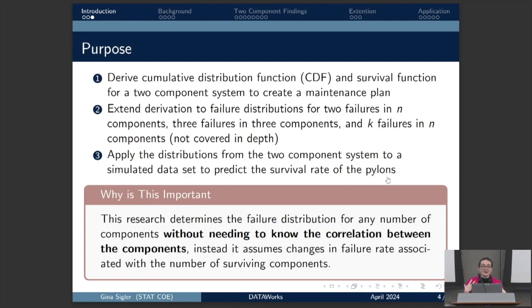So I want to create a survival function so that I can actually map out a maintenance plan for them, and they can decide how many time units and what the risk is that they're willing to accept. Then I want to be able to work more in here.